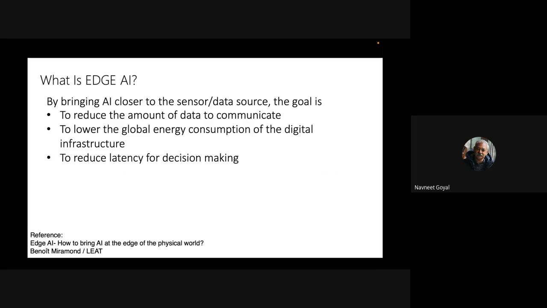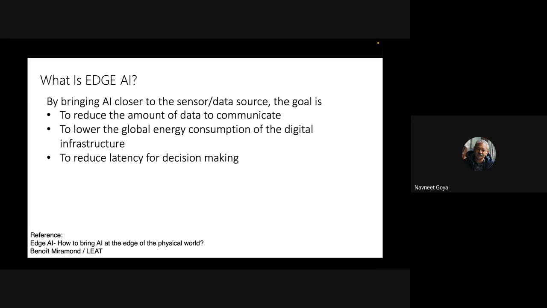So by bringing AI closer to the sensor or data source, the goal is to reduce the amount of data communication. So that's the first objective. And if you are familiar with federated learning, you will see that some of the objectives are the same, right? So reduce the amount of data communication. In federated learning also, we don't communicate any data, but here we need to communicate data to a nearby edge device. We'll also see what these edge devices are in a minute.